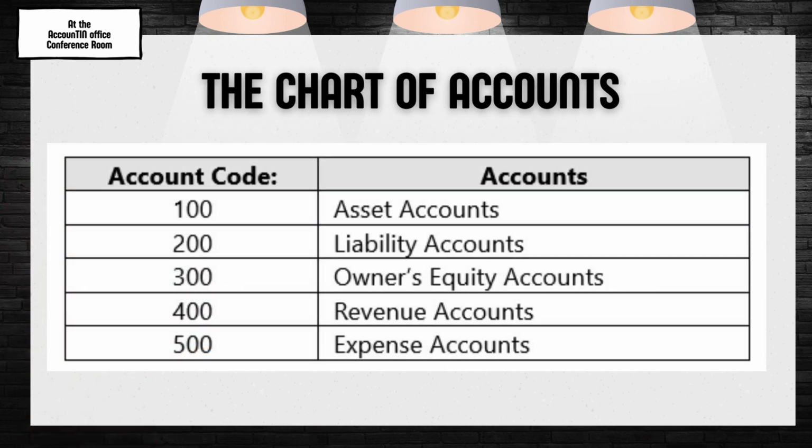Presented here is an illustration of how the accounts are listed and numbered. 1 or 100 is assigned for the assets of the company. 2 or 200 is assigned for the liabilities. 3 for owner's equity. 4 for revenue. And 5 or 500 for the company's expenses.